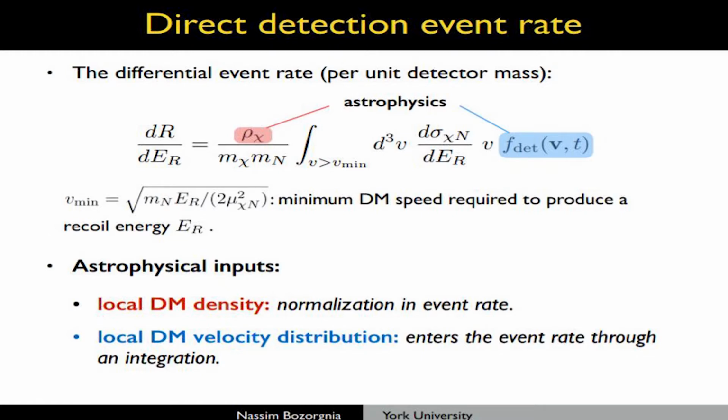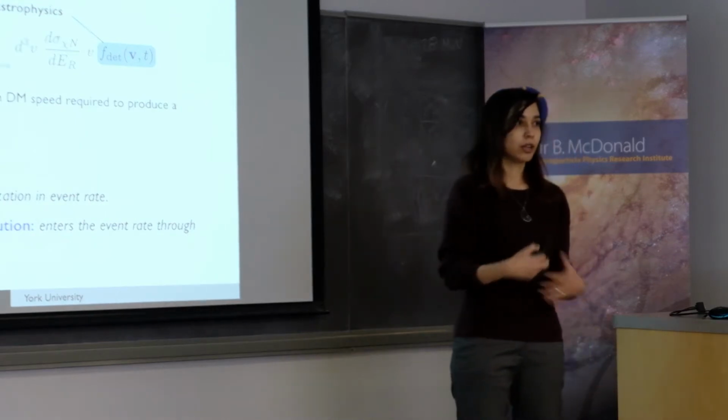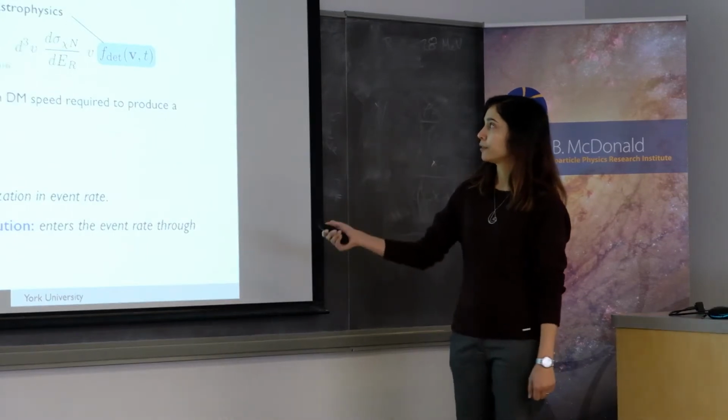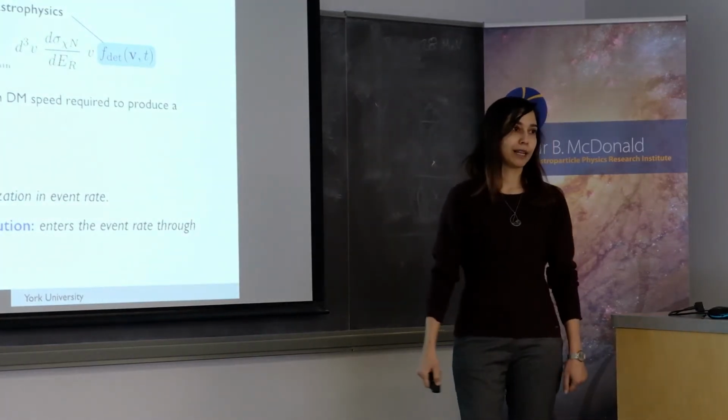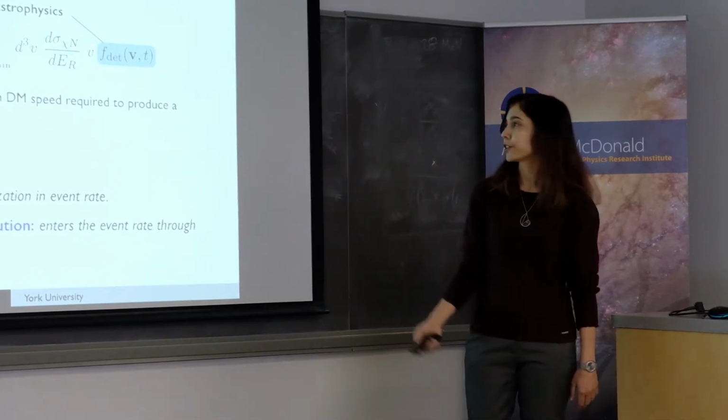Now, the local dark matter density is a normalization in the event rate. So we know that the direct detection limits would just shift up and down if this local dark matter density is different than what is usually assumed. But the local dark matter velocity distribution would enter through this integration, so it becomes more complicated, especially for considering the result of different experiments and comparing them. And whatever uncertainty we have on this local dark matter velocity distribution would also translate to uncertainties on the cross-section.